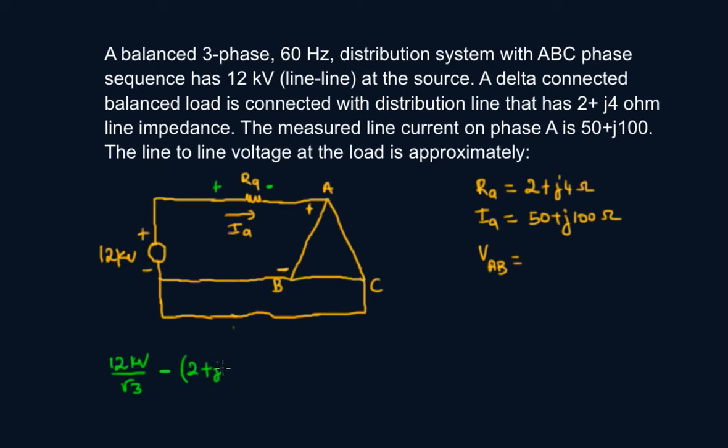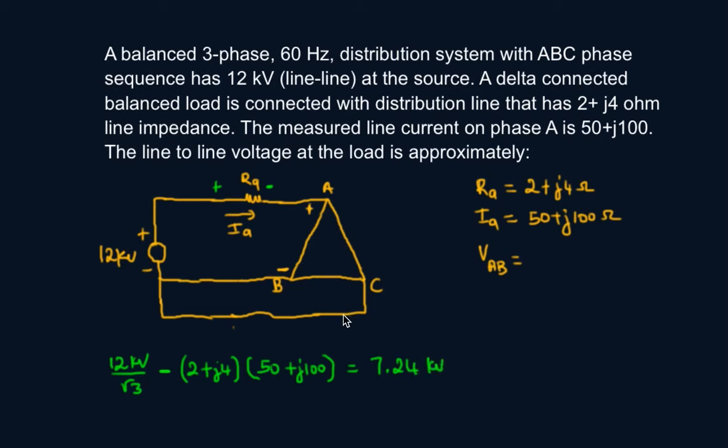So that'll be minus (2 plus j4)(50 plus j100), because this is V equals IR, this is your R, and this is your current. So you have your voltage minus this voltage over here, because it's a voltage drop across the impedance, and you will get your phase voltage across A. Calculating this, I got 724 kV.